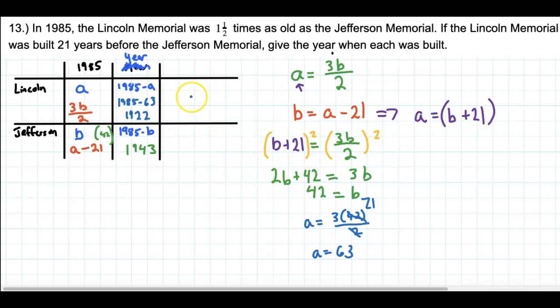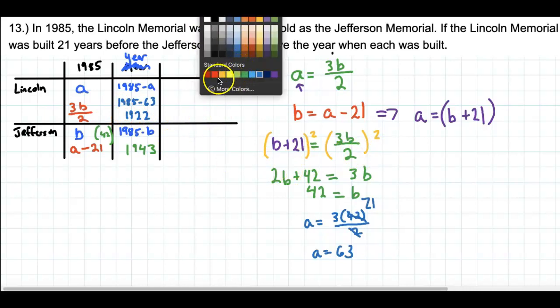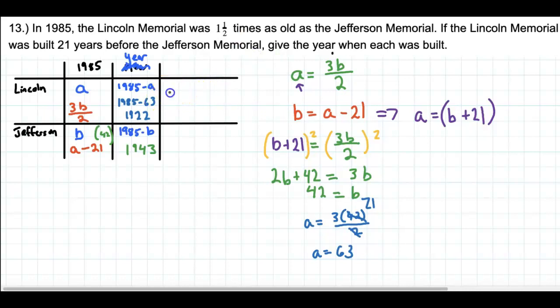Okay, so let's just label these right here with a different color that stands out a bit. Let's see. That'll do. Okay, so built in 1922, and this one was built in 1943. All right.